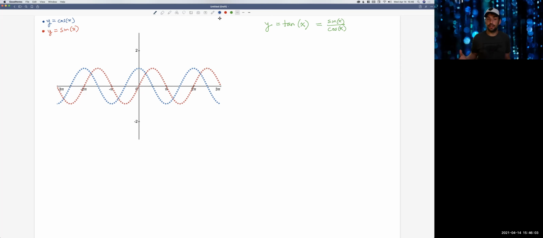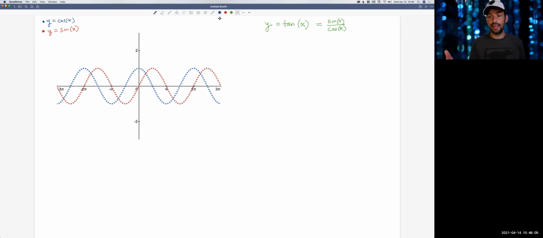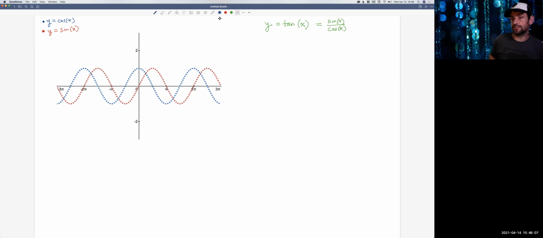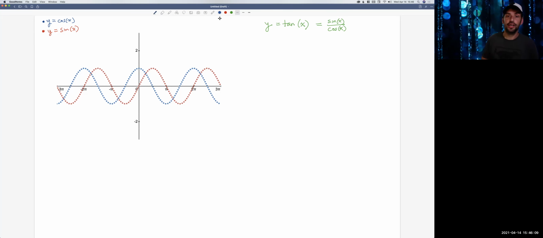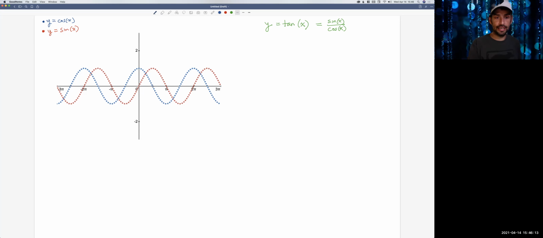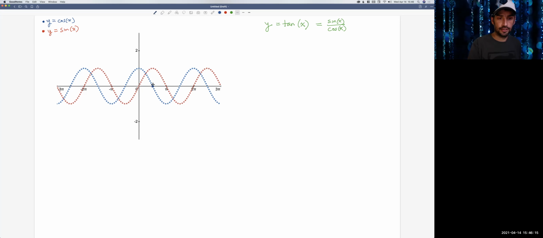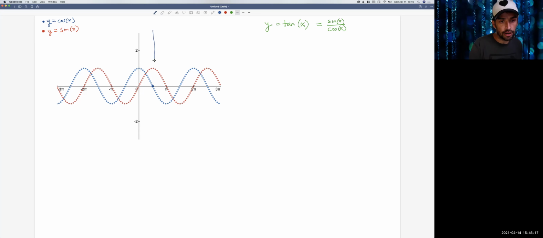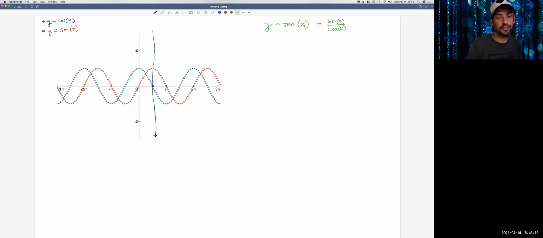So the first thing to notice is that if tangent is the quotient of sine and cosine, then whenever cosine is 0, tangent is not defined. Right, so I'm going to try to draw a vertical line.